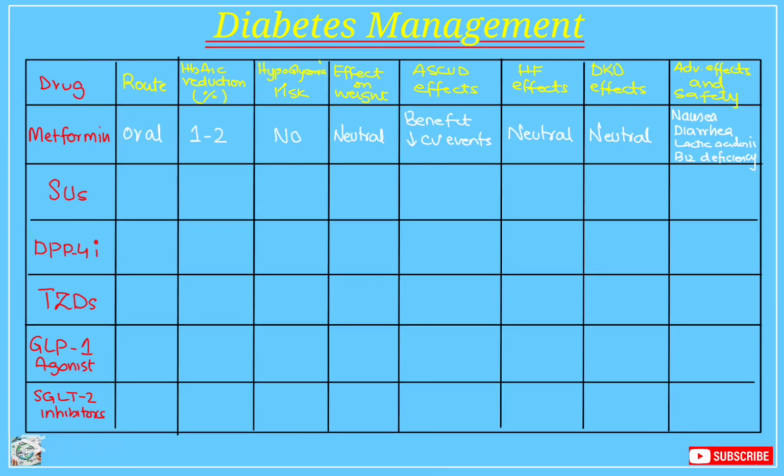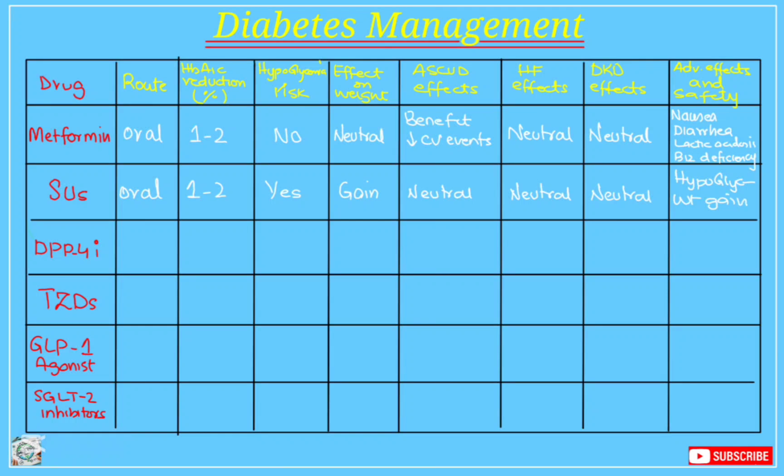Next is sulfonylureas, or SUs. These are taken orally and lower the HbA1c by about 1 to 2%. But the downside is that they do increase the risk of hypoglycemia. They also cause weight gain, which isn't ideal for some patients. When it comes to heart disease, heart failure, and kidney disease, they don't really have any major side effects or benefits. They are pretty neutral. The main concerns are hypoglycemia and weight gain.